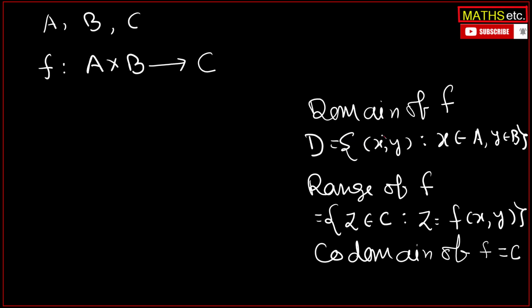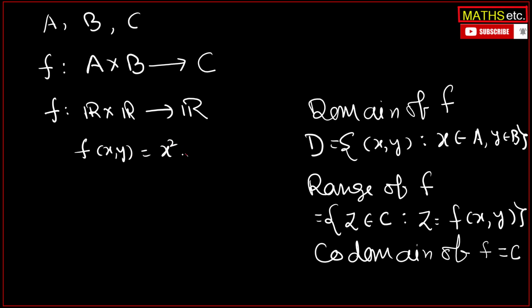So the domain of a function of two variables will always be two dimensional, and the range will be one dimensional. For example, suppose we have f, a function from the set of real numbers cross the set of real numbers to the set of real numbers, and the rule is f of xy equals x squared plus y squared. So what will be the domain here? Domain will be the collection of all xy points, right? And here the xy point belongs to the entire R cross R set.